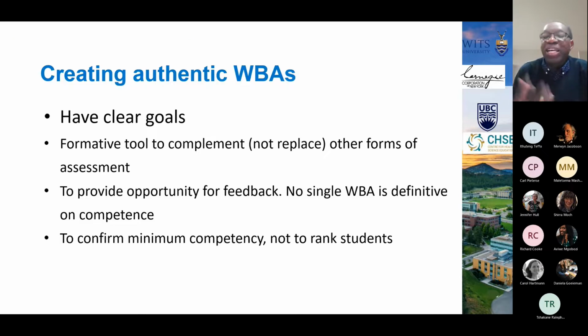So there are principles that we can draw out about creating an authentic WBA form, and I have 3 of them. The number one is that the WBA should have a clear goal. In other words, this form is a formative tool, right? And it should not replace other forms of assessment. So it's not the be all and end all. A student that does not do well in one WBA has not failed, all right? Because there are other avenues for assessing the student.